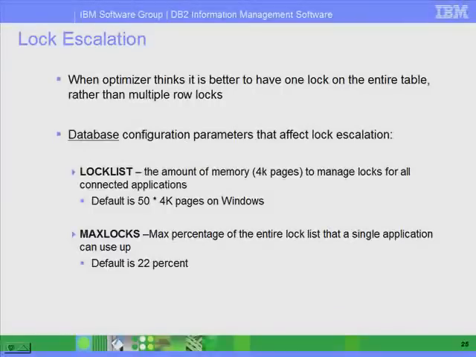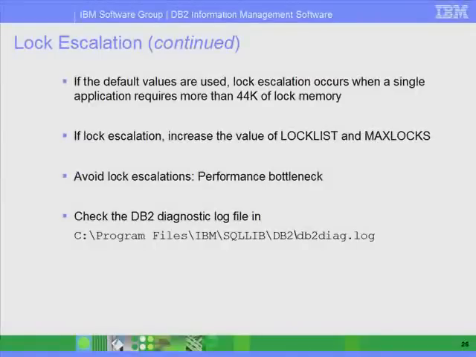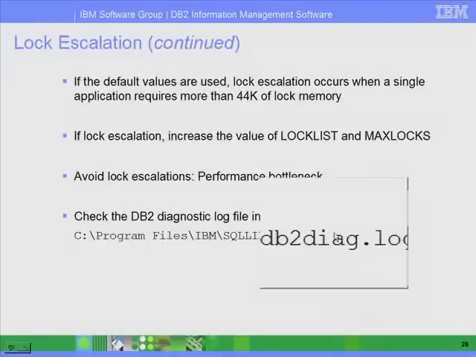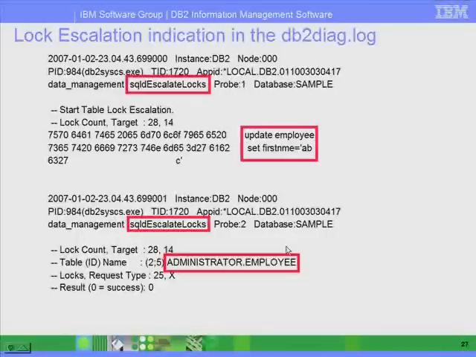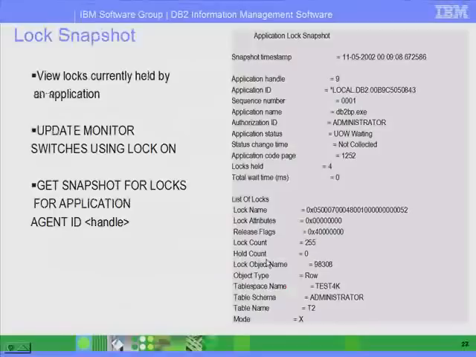But lock escalation in general is not something good, and you can detect whether there is lock escalation by looking at a diagnostic file, the db2diag.log, which we will cover in more detail in the troubleshooting section. If we look at the db2diag.log, you could see these SQL escalate locks. That tells you there was an escalation, this is the statement that caused the escalation, and this is the table where that problem happened. So using the db2diag.log, you can determine when there is lock escalation. You can also use a lock snapshot.